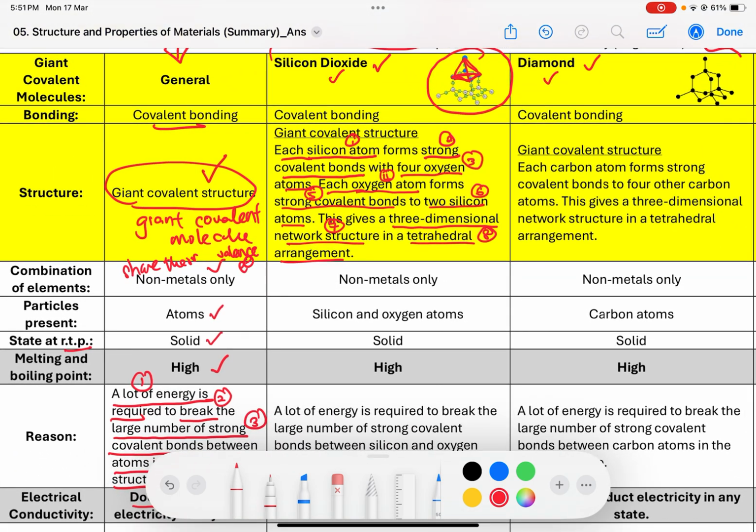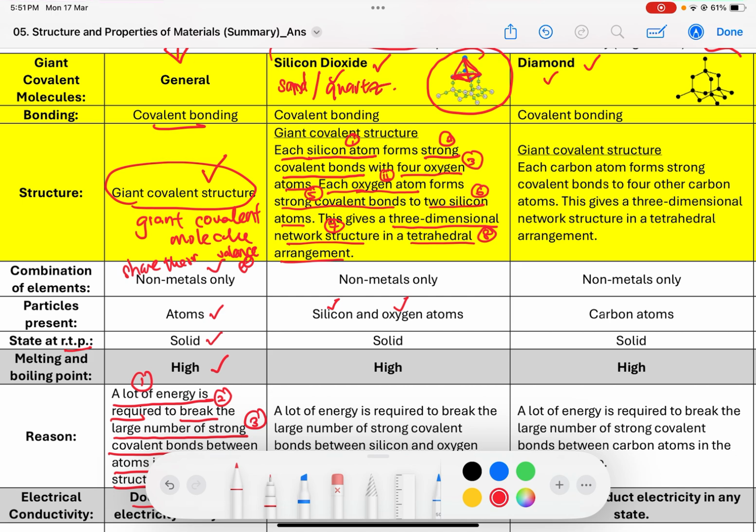So for silicon dioxide, this is the description of the structure. Obviously, the particles present are silicon and oxygen atoms only, because it's silicon dioxide. You can sometimes think of this as sand, or sometimes they describe it as quartz as well.